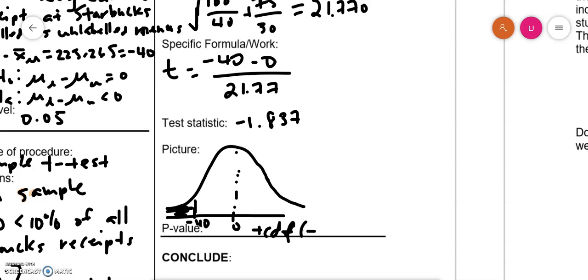Since we want to be less than 40, any big number less than 40. Oh, sorry, not less than 40. TCDF is with our t-scores, but still less than negative 1.8375. So we could still use negative 9 million, negative 1.837, and we need our degrees of freedom here.